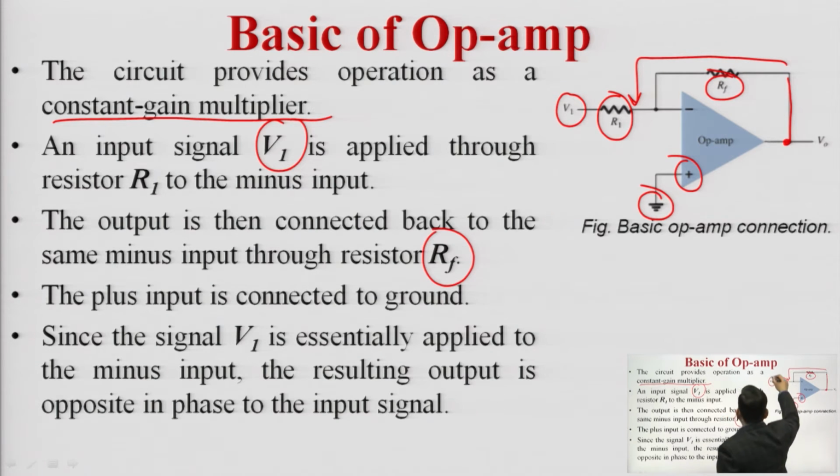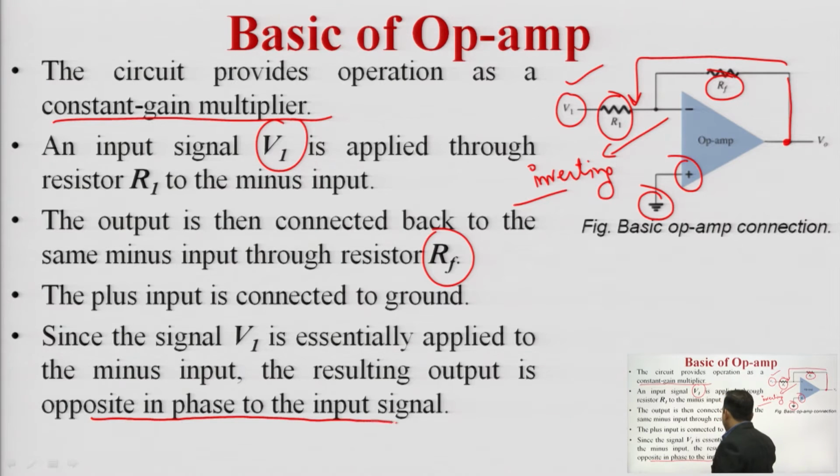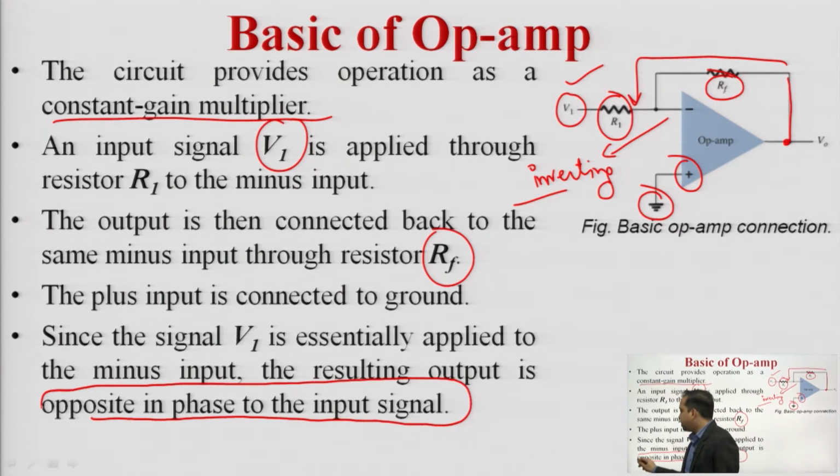Now, this plus input, the non-inverting input, is connected to the ground. The signal Vi is applied to the inverting terminal. The resulting output is opposite in phase. We will see that this particular configuration provides a phase shift of 180 degrees, with the help of a small derivation.